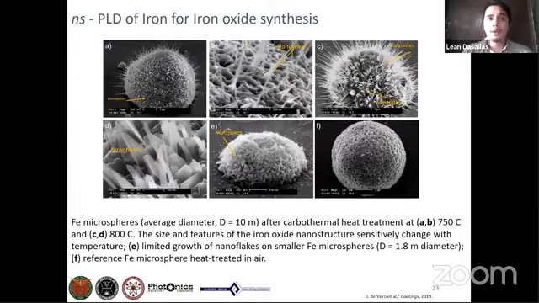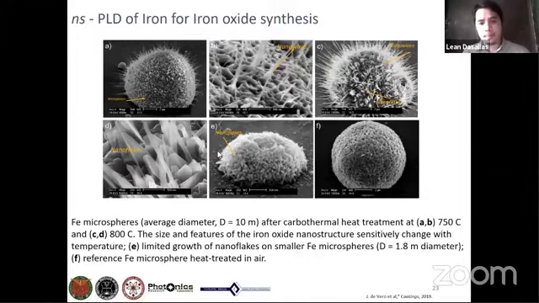Now, after obtaining the iron microspheres, we place them in the carbothermal oxidation chamber, and the result is we are able to produce iron oxide nanowires as large as 10 micron diameter. The nanowires are on top of the surface of the iron microsphere. Aside from the nanowires, we can see some nanopores and these nanoflakes.